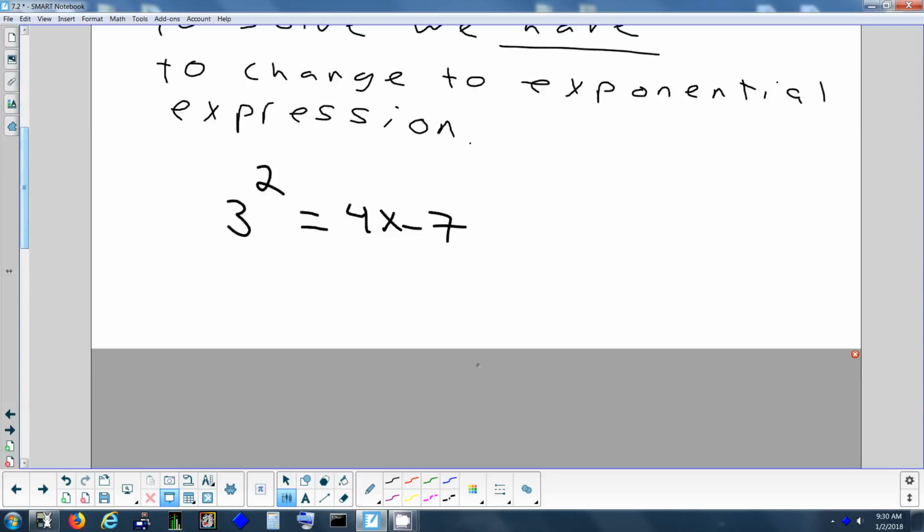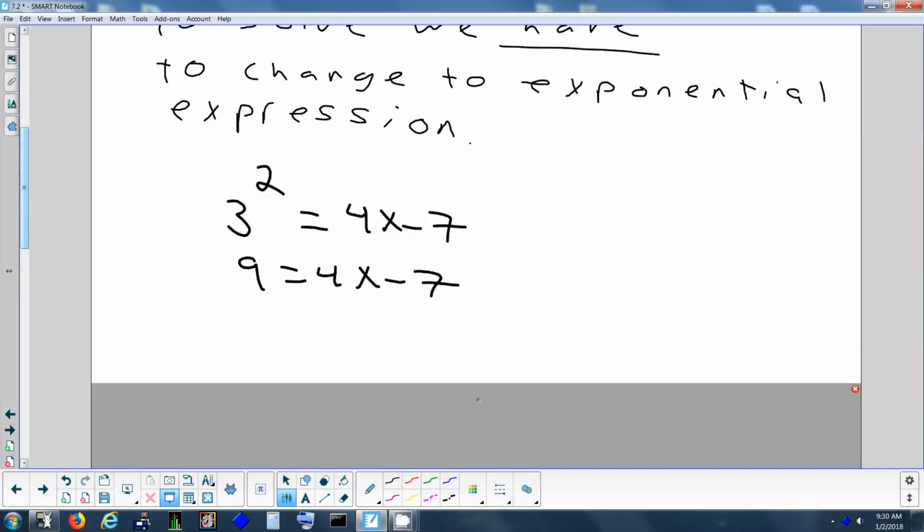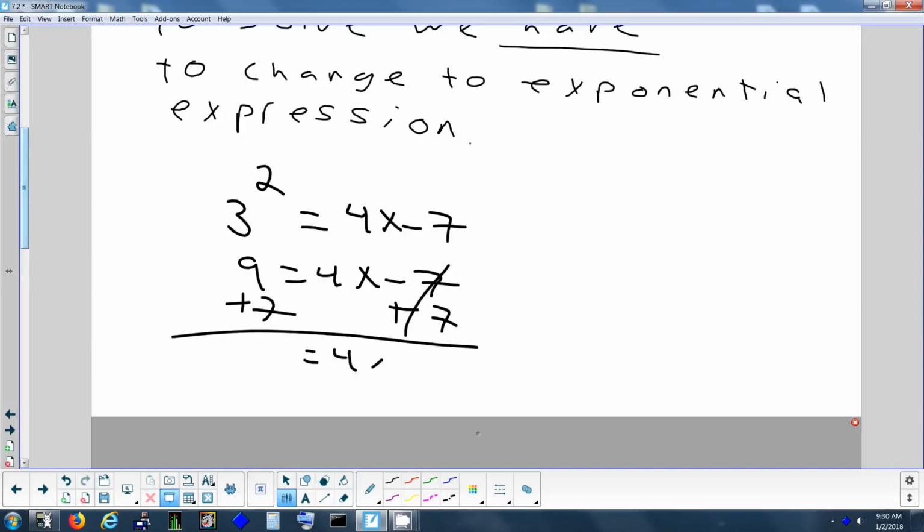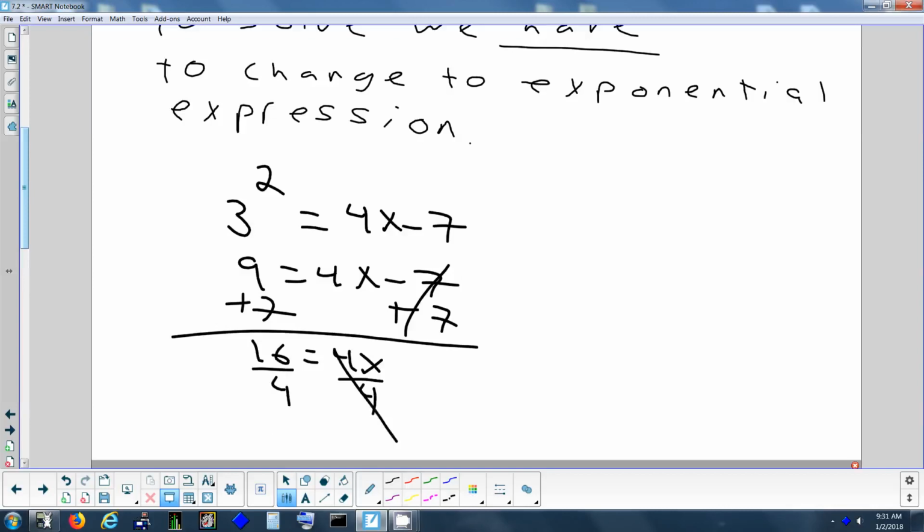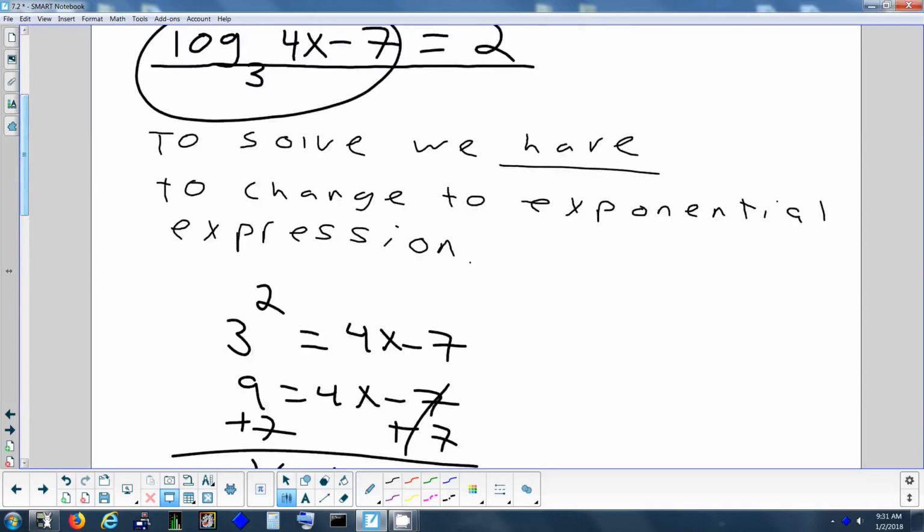So Peter, what would be my first step to solve for x there? I would figure out what 3 squared is first. Yep. And what would that be? Equals 4x minus 7. You add 7 to both sides. Yep. And you get 16 equals 4x. And divide both sides by 4. So we get x equals 4. And that's the answer. So once you change it from log form to exponential form, then from there it's just algebra 1. Just get x by itself.